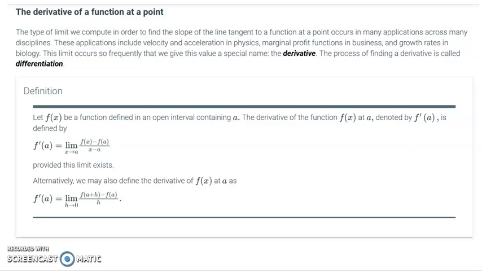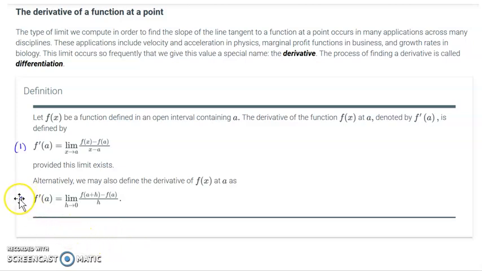Before we begin this example, we can just take a quick review of the definition of the derivative using the limit notation. You have two different versions you can use here. We'll go with option 1, which is f prime of a equals the limit as x goes to a of f of x minus f of a in the numerator, and x minus a in the denominator. So that's one option that we can use.